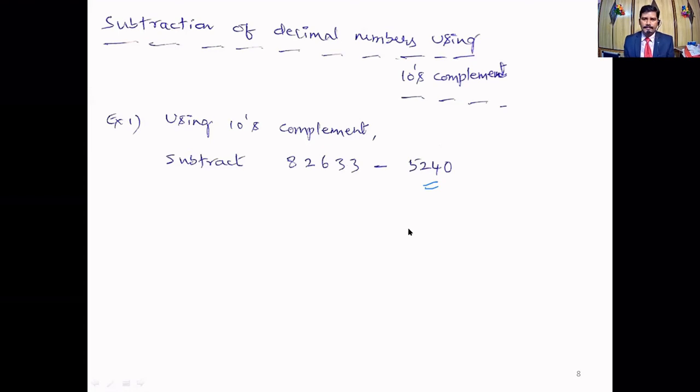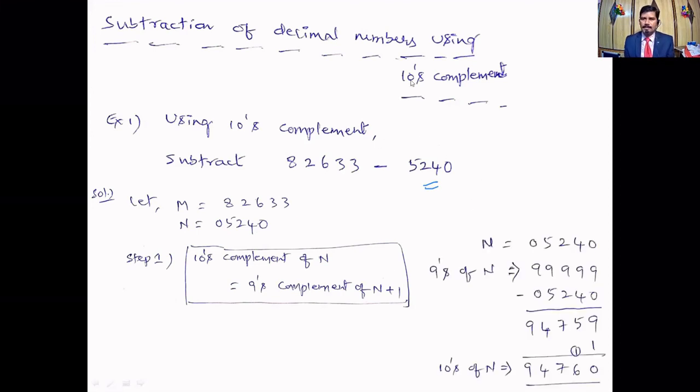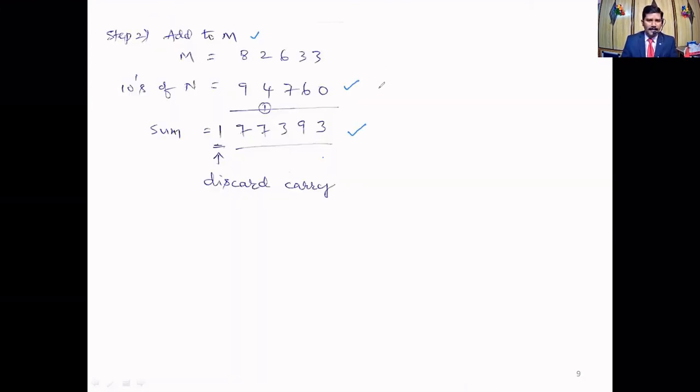Let us see. Let us say m and n. How do we find the 10's complement of n? The 9's complement of n plus 1. See here. Take n; the 9's complement of n is obtained by subtracting from 9s, and for the 10's complement of n, we add 1. So this is the 10's complement of n. Now you add this value to m. Just add the 10's complement of n to m, so we get this answer.